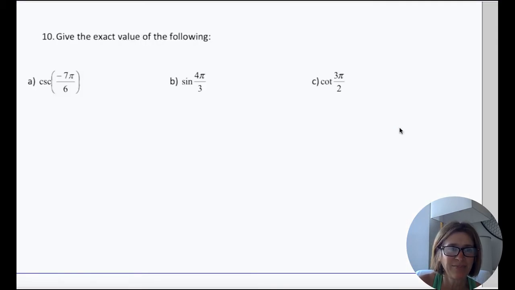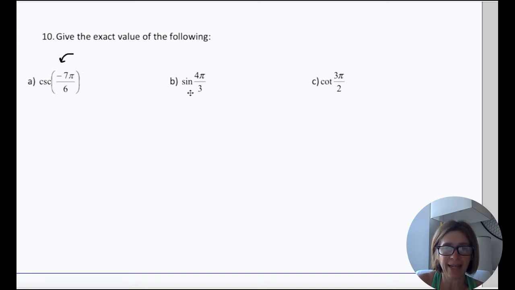Number 10. These are really important. If you walk away with anything from this unit, it's being able to find the exact value. That's a value, a number, not radians, not degrees, a value. And so these can actually be challenging. So I'm going to skip A for now. I'm going to go to B and C, and then I'll go back to A.